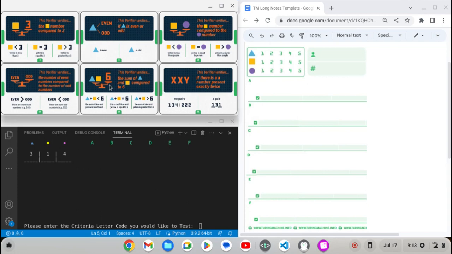So should there be more even than odds, or should there be less even than odds? Criteria card E will look at our first 2 digits, triangle and square, add them together, and compare their sum to the number 6. So should the sum be less than 6? Should the sum be equal to 6, or should the sum be greater than 6?